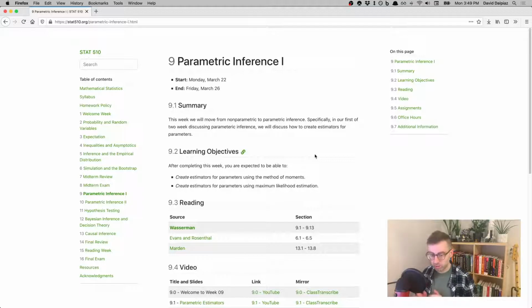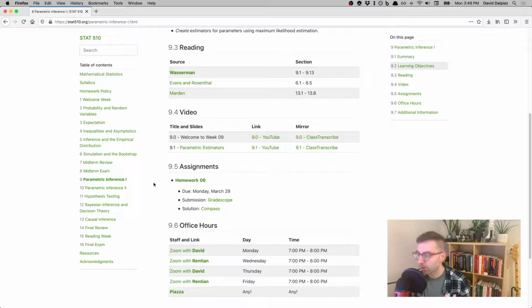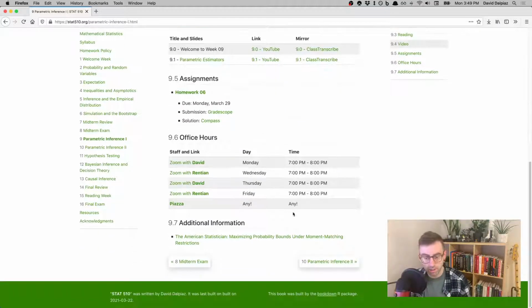So we're going to spend a couple weeks on very related material. This week is all about obtaining these estimators, and then next week will be about their various properties. So as always, there's some reading, video, homework, office hours, and one extra bit of reading here for those that are interested.